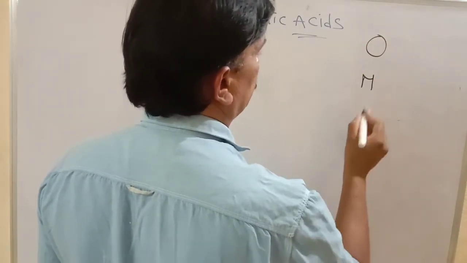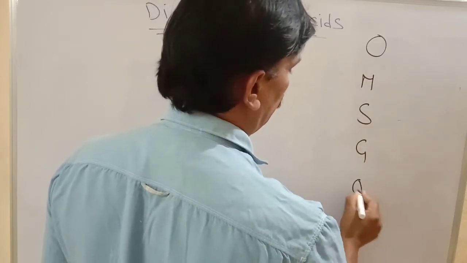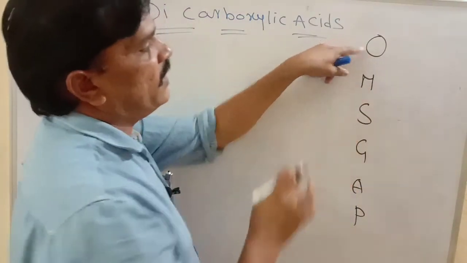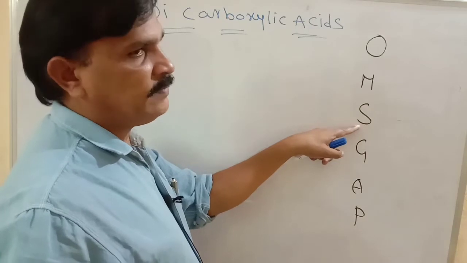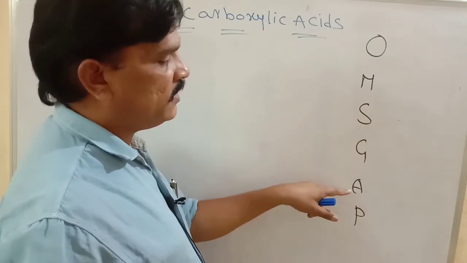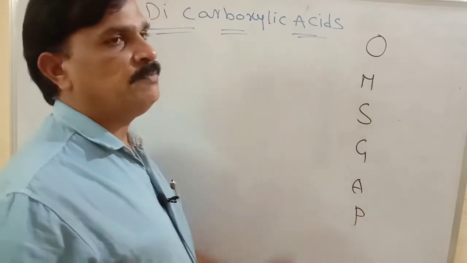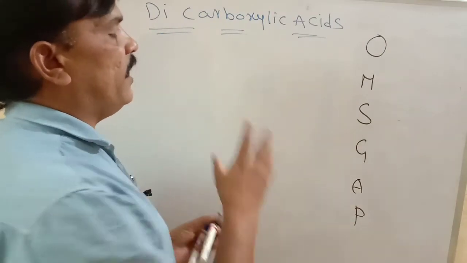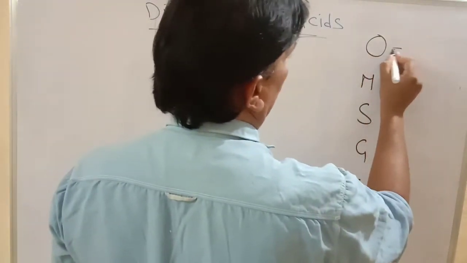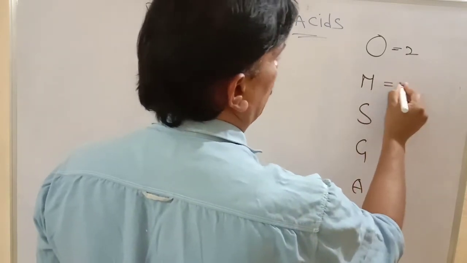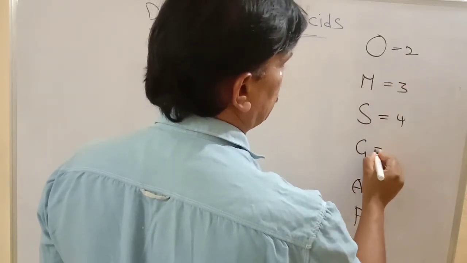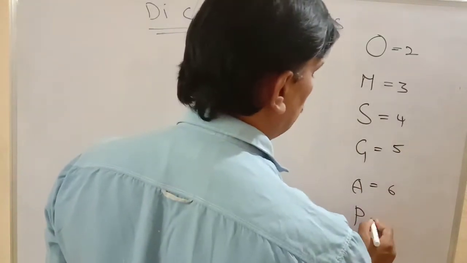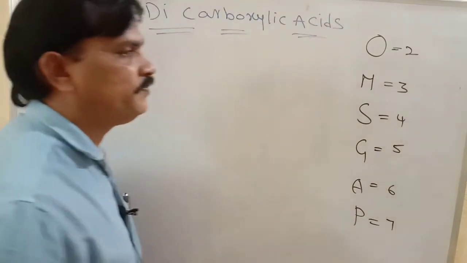The best trick is OMSGAP. O means oxalic acid, M means malonic acid, S means succinic acid, G means glutaric acid, A means adipic acid, and P means pimelic acid. These are the important acids to remember as dicarboxylic acids. Oxalic acid has only 2 carbons, malonic acid has 3 carbons, succinic acid has 4 carbons, glutaric acid has 5 carbons, adipic acid has 6 carbons, and pimelic acid has 7 carbons.